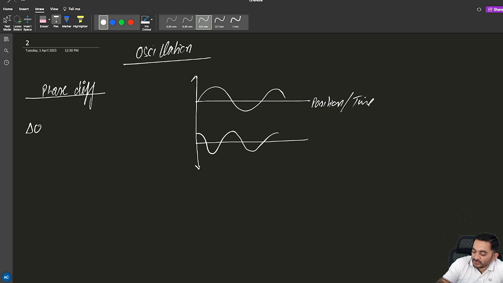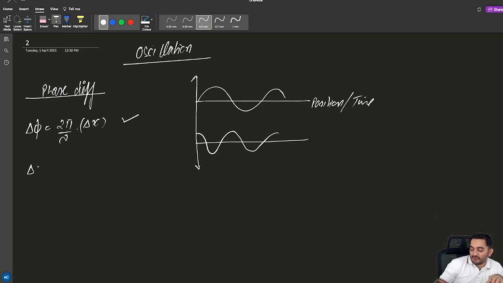Suppose it is a position graph, so you will say 2 pi by lambda into delta x is the phase difference formula. The difference between the two points, delta x, you can write in terms of wavelength, whether it is lambda by 2, lambda by 4, 3 by 2 lambda, whatever it is. The moment you write it in terms of lambda, lambda will get cancelled and you will get the value in terms of pi.